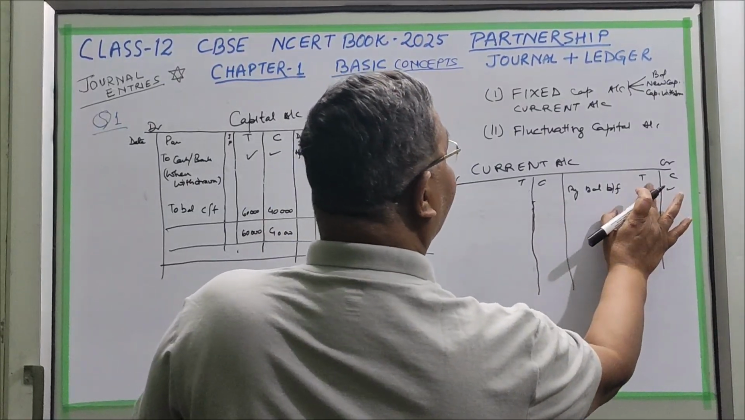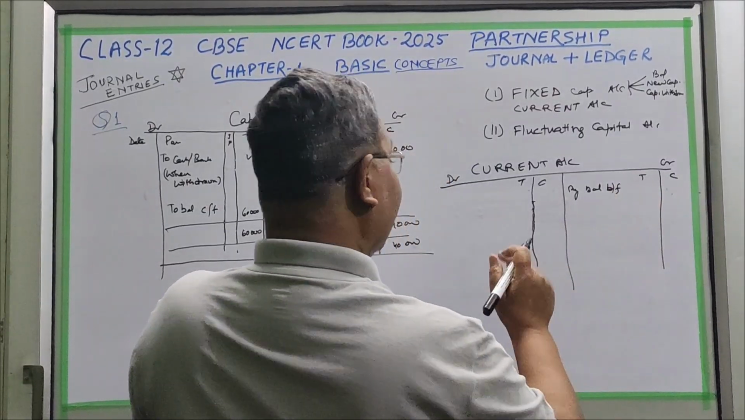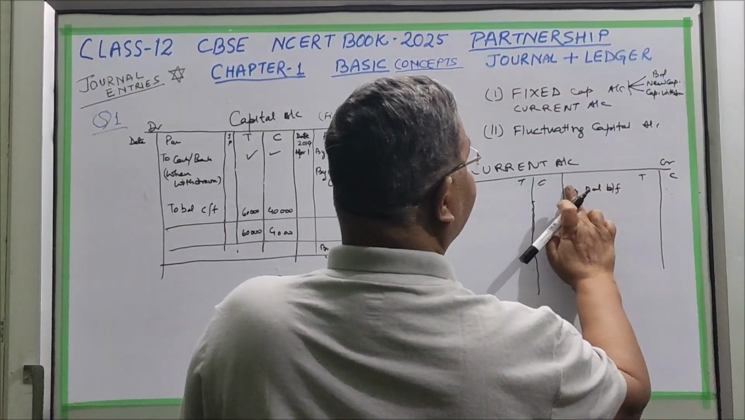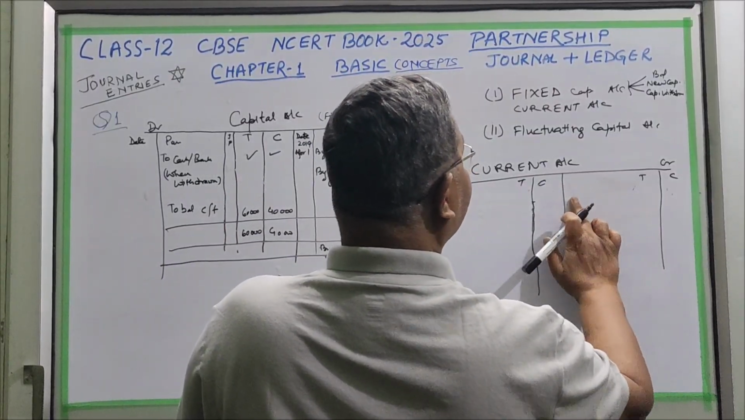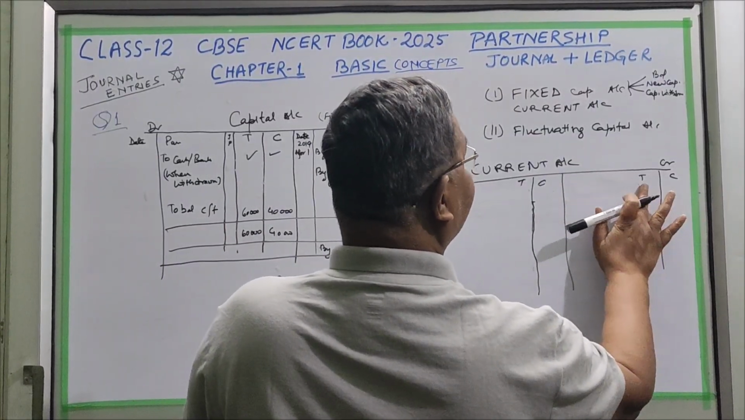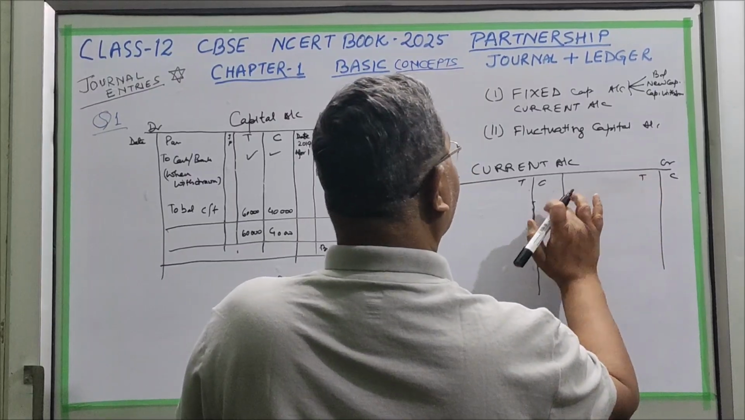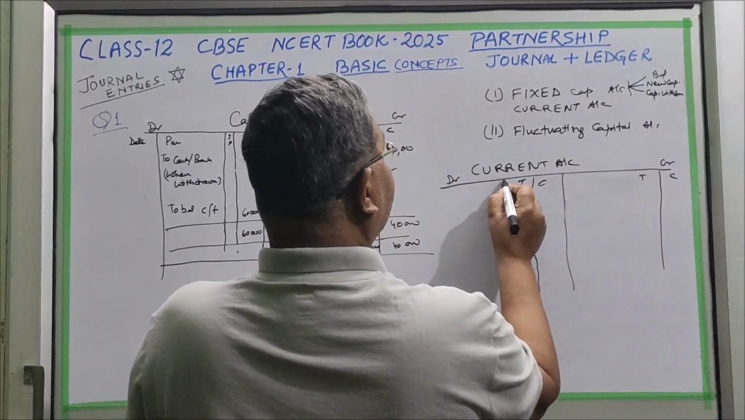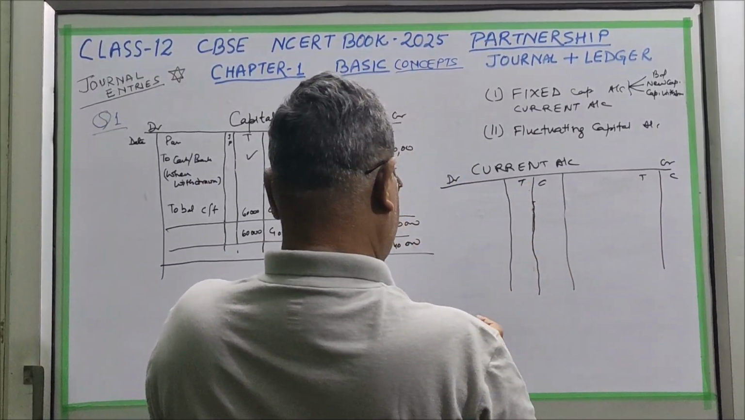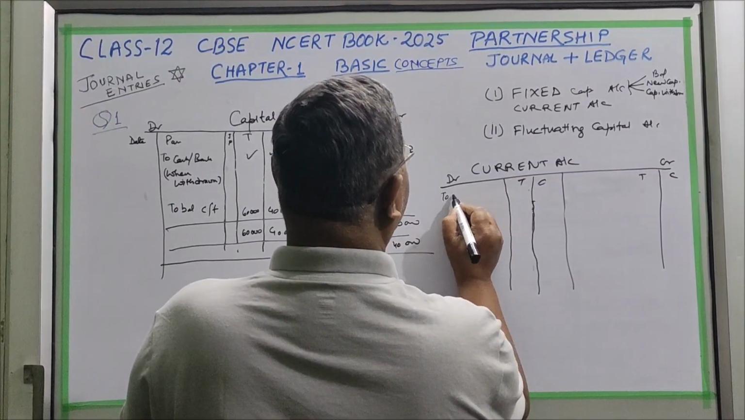The old balance brought forward is also not given, so that entry is also not recorded, because in the question they have not mentioned it. But if mentioned, it comes here. Tripathi and Chauhan are the two partners, and they have withdrawn drawings.